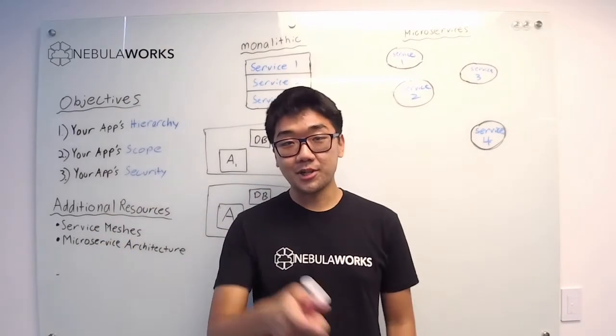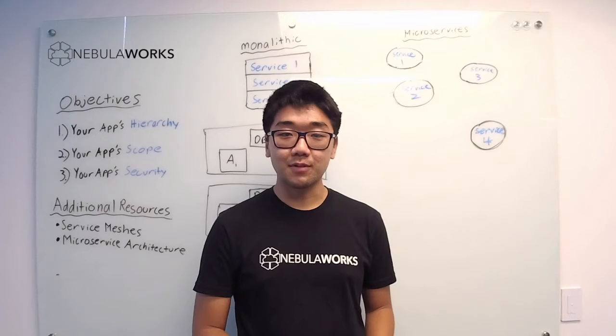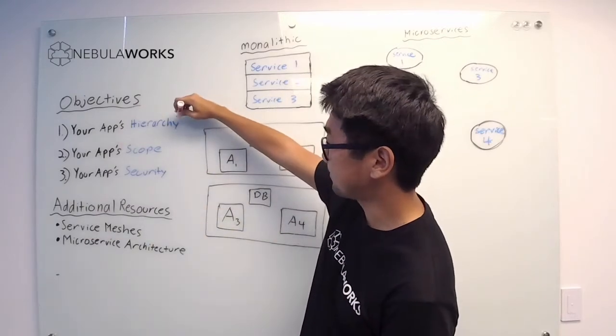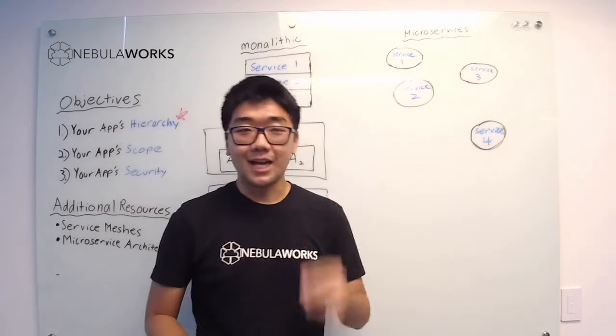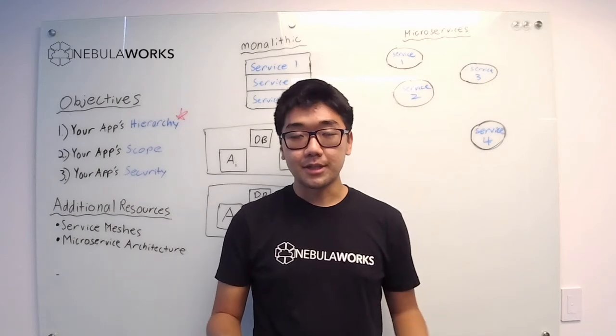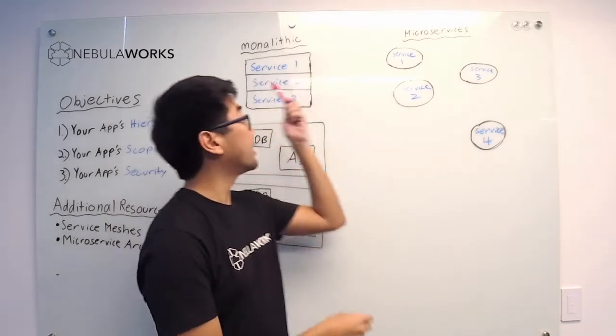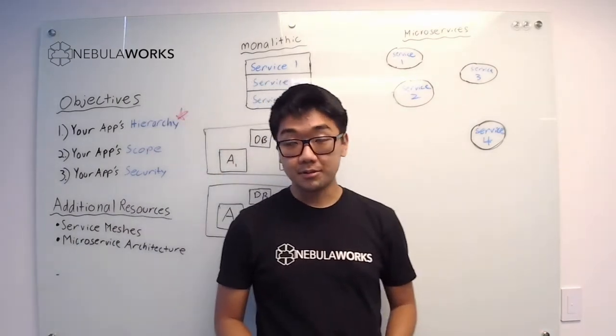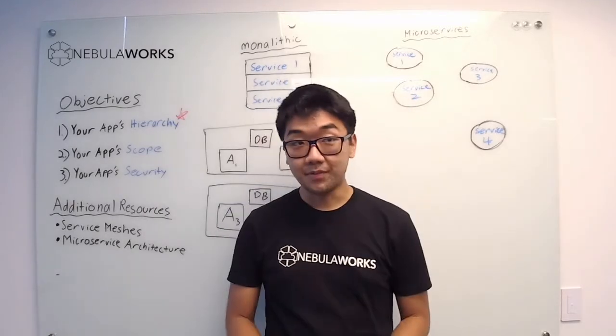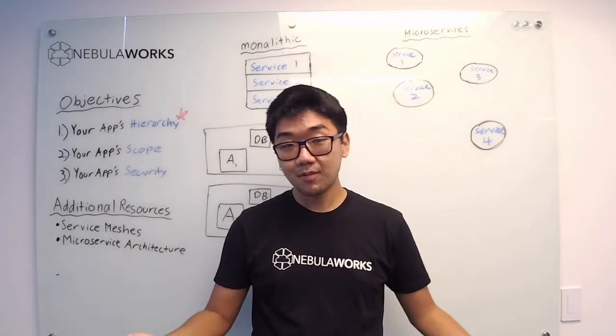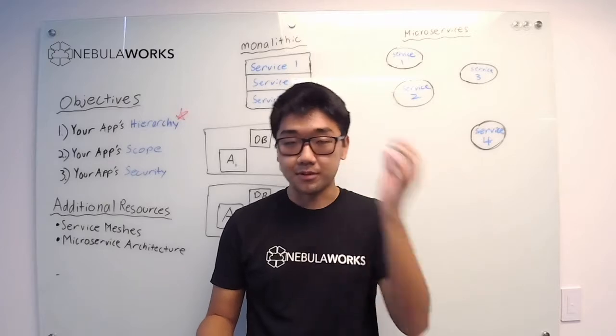I want to go over the first question you should be asking yourself when considering using a service mesh: your app's hierarchy. When I say this, I am addressing how your application is structured. Is it all grouped together as one self-contained software, or is it a group of associated independent services? If your answer is the former, a service mesh may not be the best option for your solution.